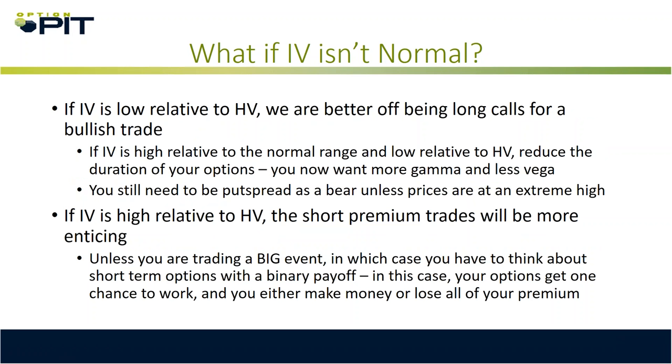So if implied vol is low relative to historical vol, we're better off being long calls for a bullish trade. If implied vol is high relative to the normal range and low relative to historical vol, you just got to reduce the duration. Now you want a more gamma-intense option and less vega. Gamma is your trade for when historical vol is crazy. Vega is your trade for when implied vol is really cheap. Always remember that. When you're trading gamma, you're trading historical vol and the relationship between current implied vol and historical vol. And vega is when you're trading the implied vol versus the normal level of implied volatility.